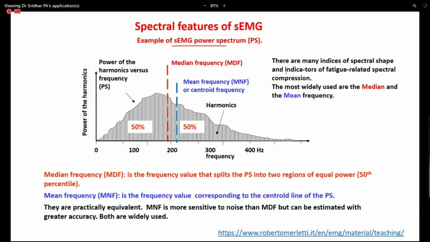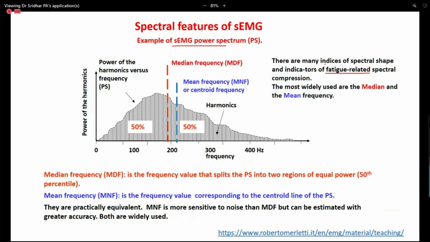So there are many indicators of fatigue-related spectral compression. Fatigue-related is your muscle fatigue. In most of the papers, you can see a change in your median frequency: when the muscle gets fatigued, it goes to a lower level. I'll show you an example in the next slides. So the median frequency reduces when there is muscle activity, or when there is fatigue in your muscle activity.